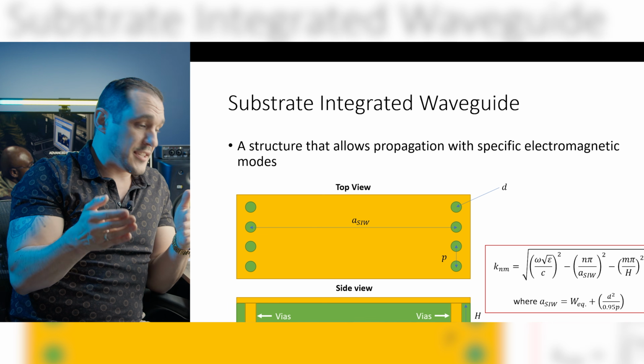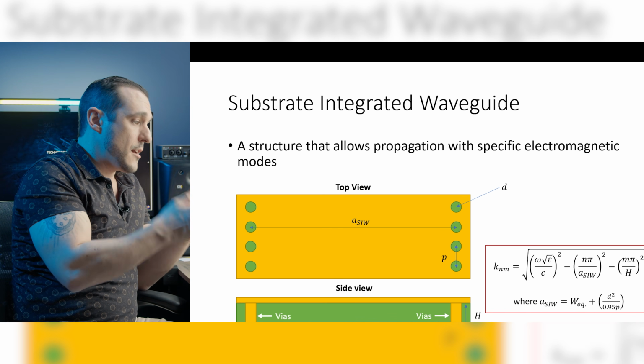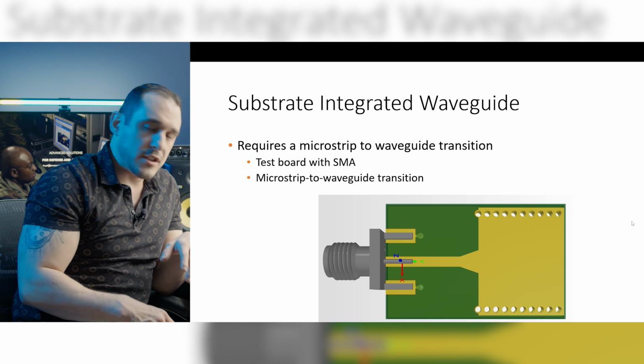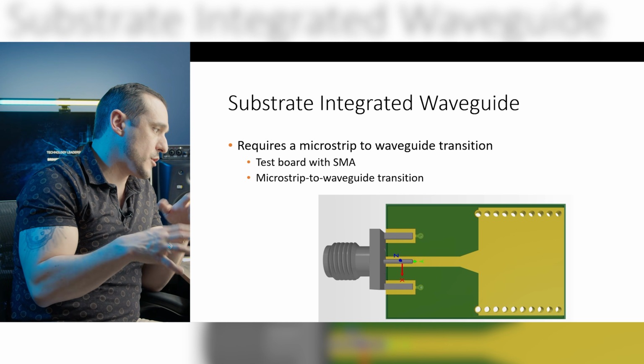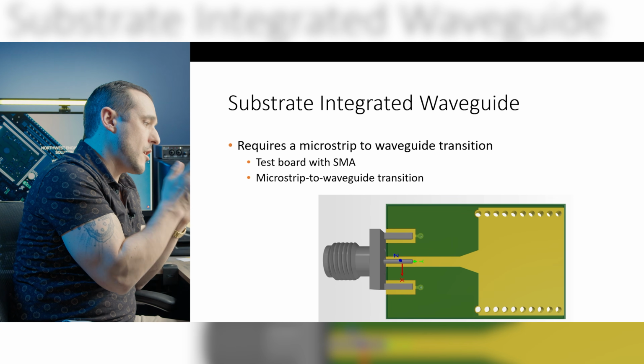But essentially what this does is it allows you to calculate all of those electromagnetic modes using a very simple set of formulas. Now here's what a substrate integrated waveguide looks like on a test board, and this is something I've shown in various presentations over the years. And you can see here what this test board looks like. We have an SMA connector on the edge.